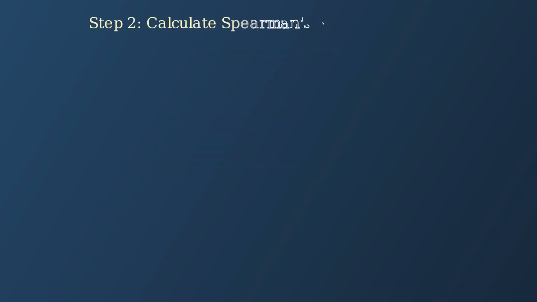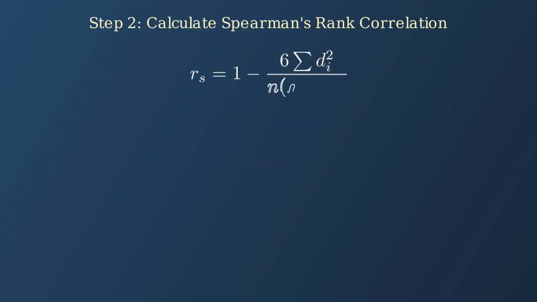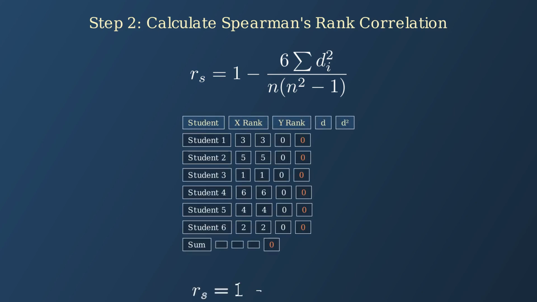For Spearman's rank correlation, we need to find the differences between ranks and square them. We use the formula where R sub s equals 1 minus 6 times the sum of d squared divided by n times (n squared minus 1). First, we calculate the difference between each pair of ranks. Then we square these differences and sum them up, plugging these values into the formula. For our data with 6 students, we get a Spearman's rank correlation of 0.943, indicating a very strong positive correlation.